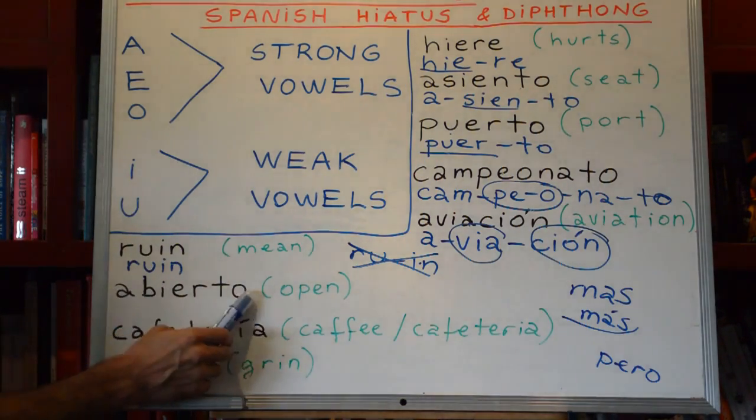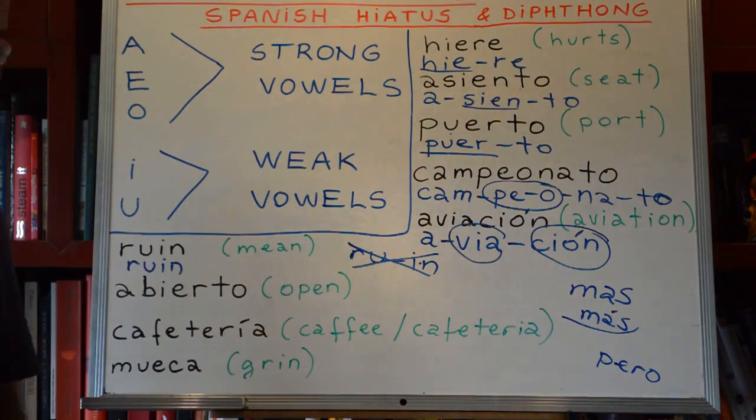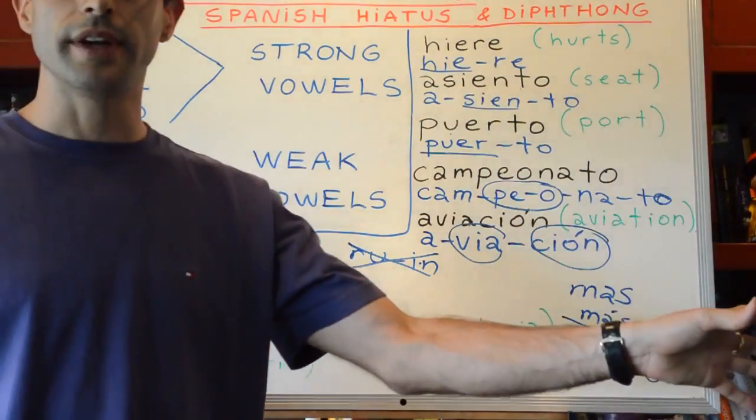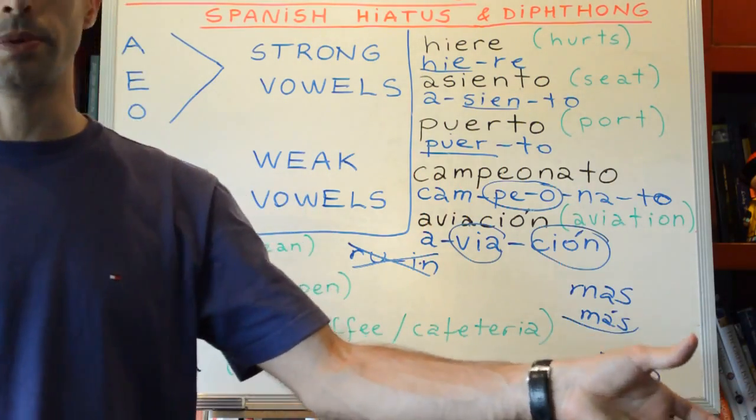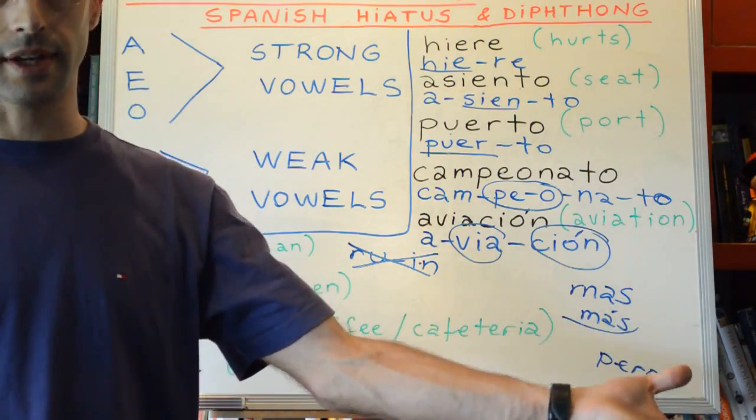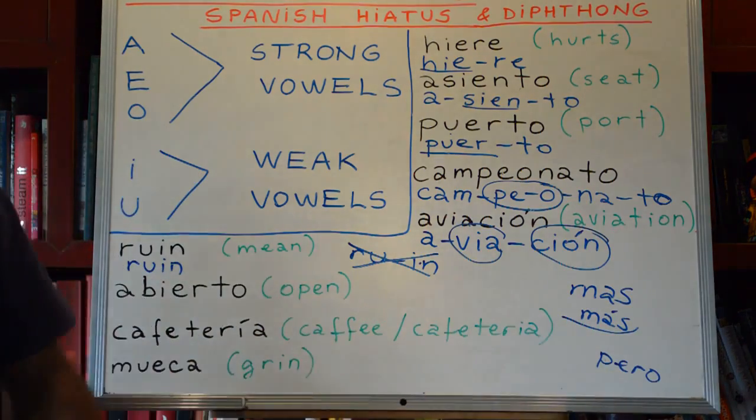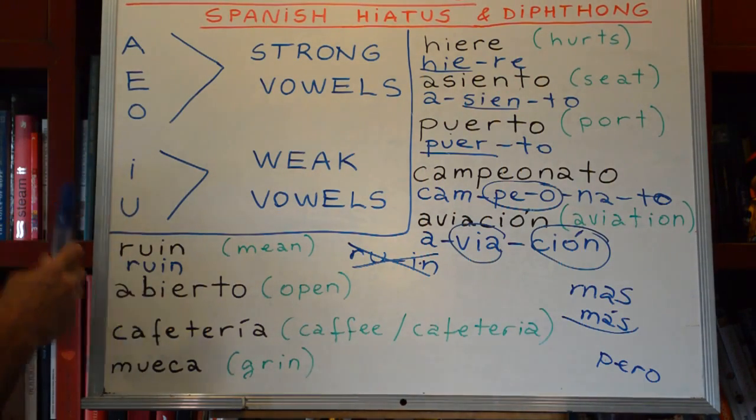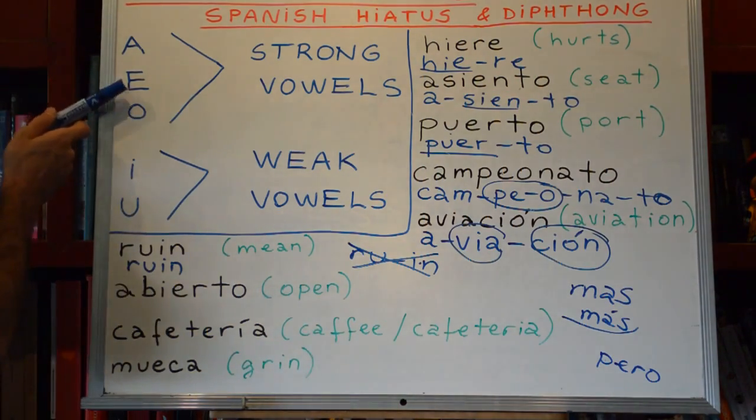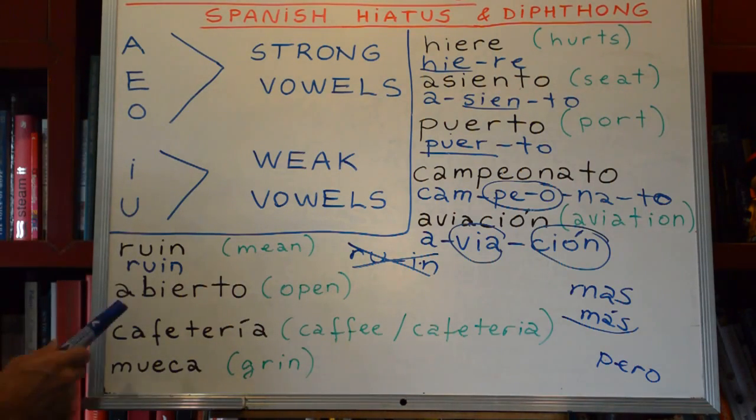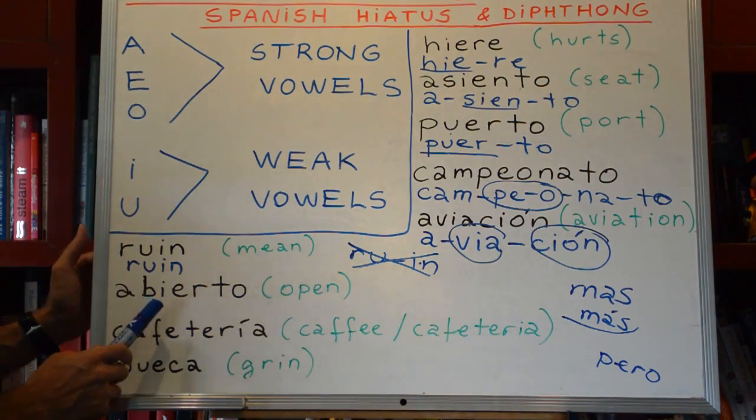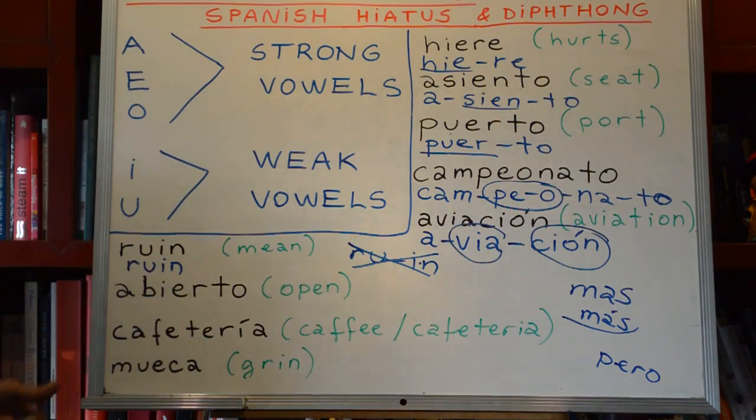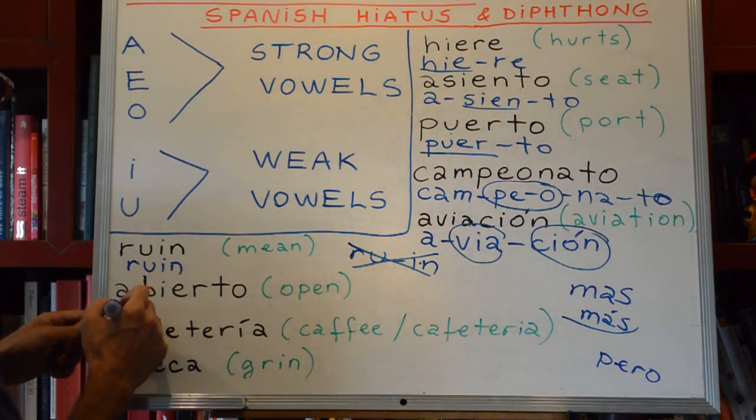The word abierto means open. For example, el comercio está abierto. The shop is open. Or la tienda está abierta. The shop is open, right? Abierto means open. So we have I and E, two vowels that are together. I is a weak vowel. E is a strong vowel, right? So a weak vowel cannot be separated from a strong vowel, right? Therefore, we have another diphthong.